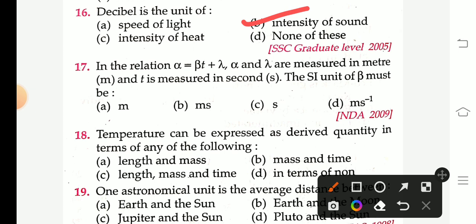In the relation alpha equal to beta t plus gamma, alpha and gamma are measured in meter and t is measured in second. The SI unit of beta must be meter per second. Temperature can be expressed as a derived quantity in terms of any of the following. In terms of none.